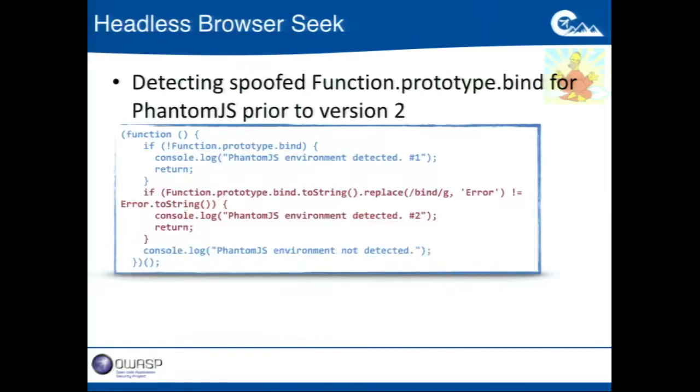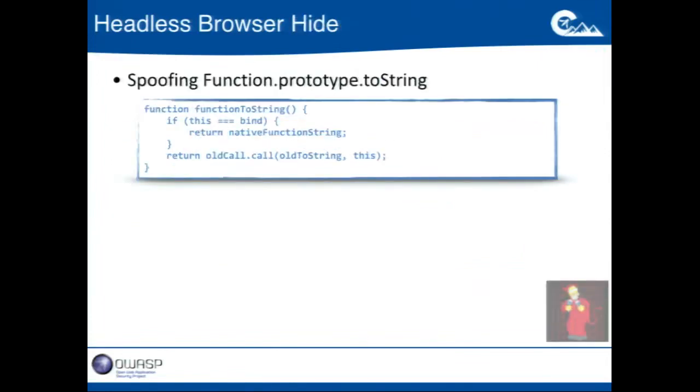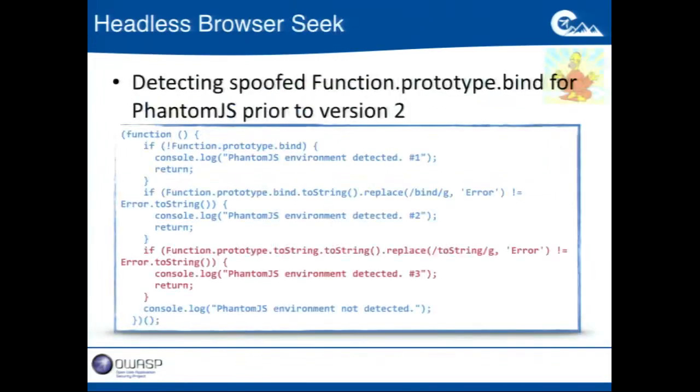But this leaves a question: hey, toString is also a function, so we can actually spoof toString, right? So it will look like this. If this is bind, then we return a native string that looks like bind. Otherwise, we just call the original toString. Well, if you're spoofing toString, then to detect that, you can call toString.toString to test it. Like this: Function.prototype.toString, call that and test whether it's native code.